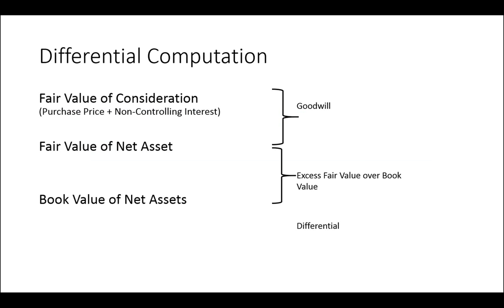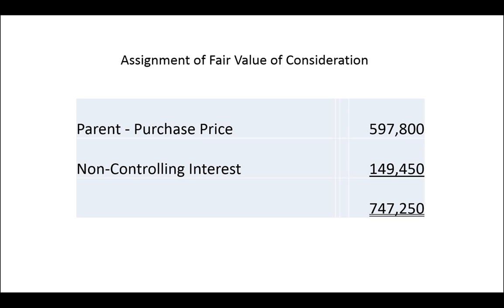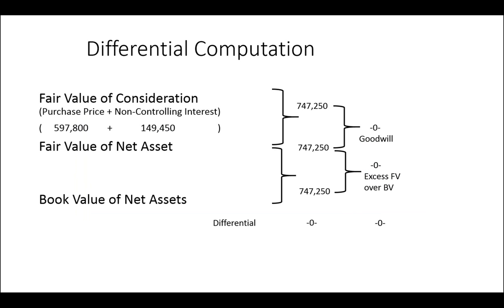We need to compute our differential if there is any. In this case, there is none, but we're going to go through the process. We're going to now see that the NCI has an amount, so that 0 we've been putting in prior lectures is now going to have some value assigned to it. We see here the parent's purchase price, the NCI amount, and we get a total value of $747,250. And when we drop that into our differential computation, we can see that the fair value of the net assets is $747,250, and the book value is the same as well. That leaves us with no differential.